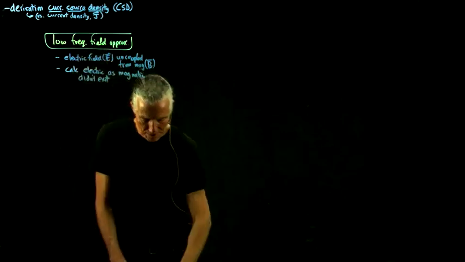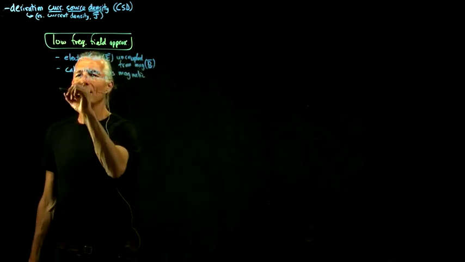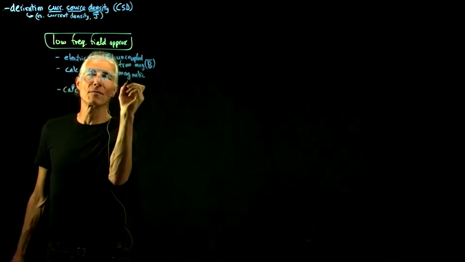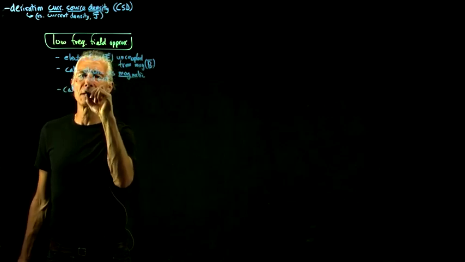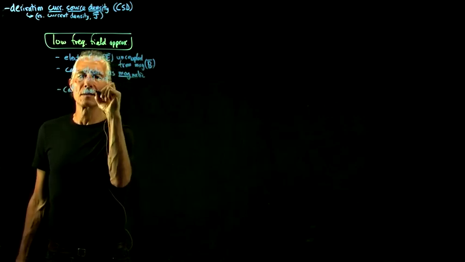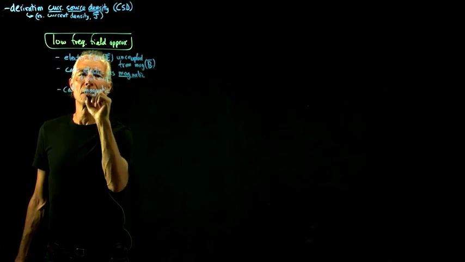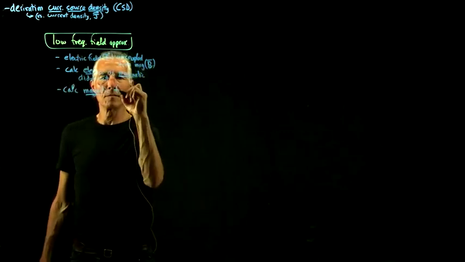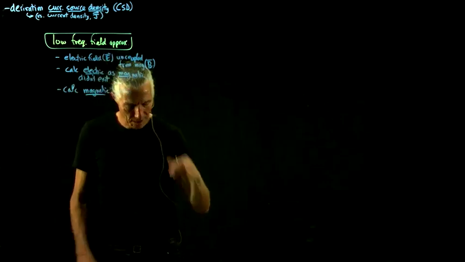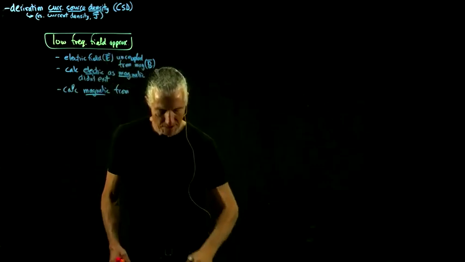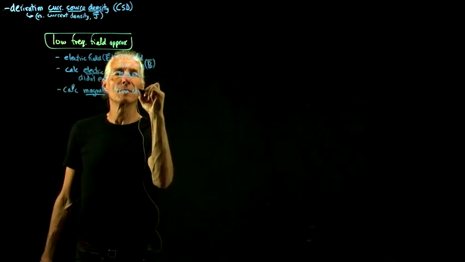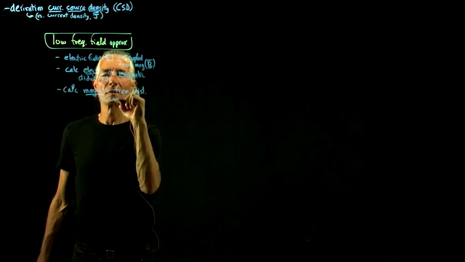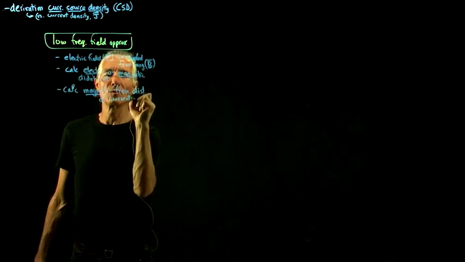So and then we calculate magnetic field. So calculate electric field as if magnetic field didn't exist. Calculate magnetic field from currents, from distribution of currents. So those are moving charges.